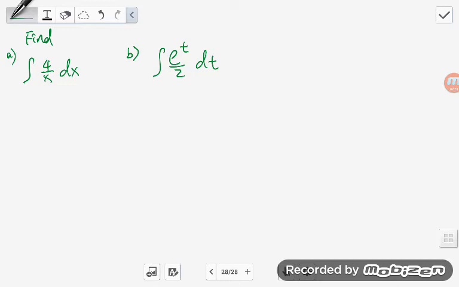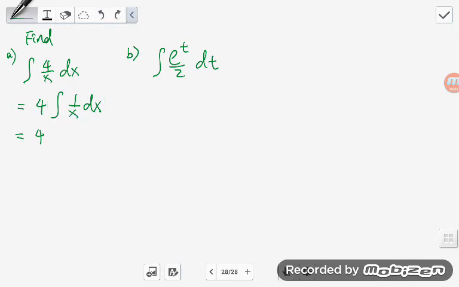For A, I need to find the indefinite integral of 4 over x with respect to x. When we're trying to find integrals, we can always take out the coefficients, so I can take the 4 out. It would be 4 multiplied by the indefinite integral of 1 over x dx. The 4 is just going to stay there. For the integral part, I need to think: what do I differentiate so that I will get 1 over x?